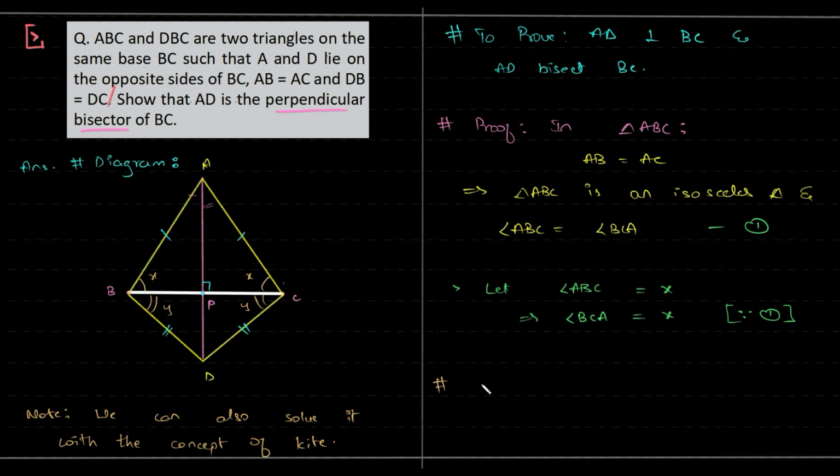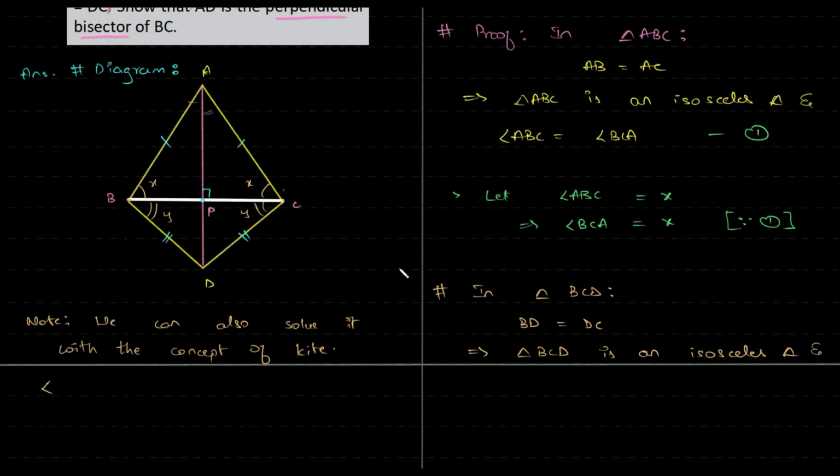Then in triangle BCD, we have BD is equal to DC. This implies triangle BCD is an isosceles triangle, and angle, oh yeah, we have to write the reason. Opposite angles of equal sides.